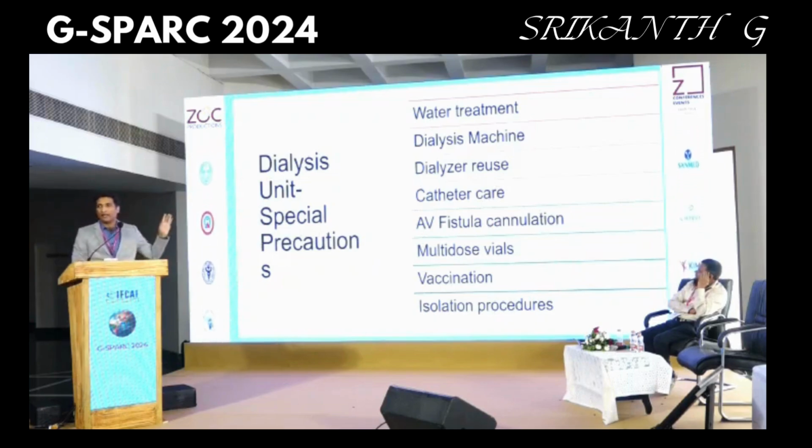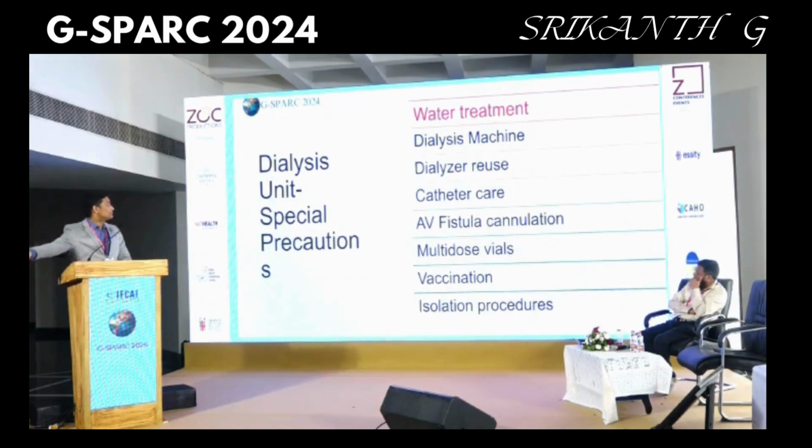I've put it under 8 headings. The first 3 are on the water column side, that is the water treatment, dialysis machine and the dialyzer use. The next two are on the patient's blood circuit side, catheter care and AV fistula. The last three are the common problems in any ICUs, including multi-dose vials, vaccination and isolation procedures. Coming to the water treatment.